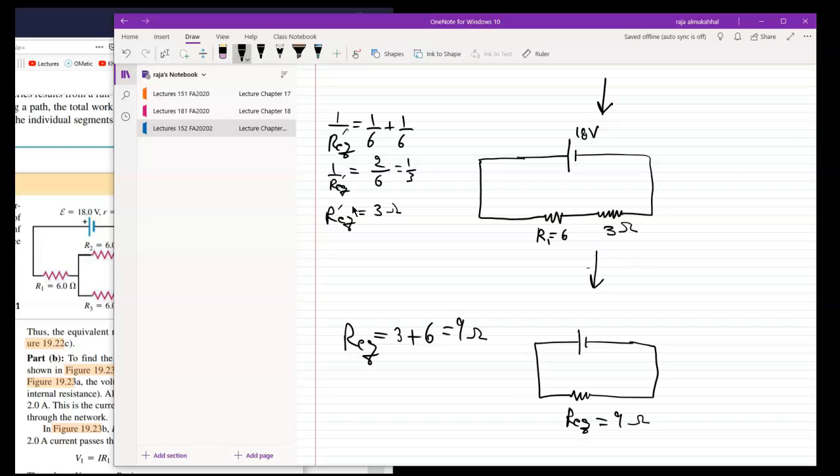Okay? And of course this one is 18 volt. Got it so far? Okay. And of course we have the current going like that. Here is the current, and the current goes through the circuit. Now I want to find the current.